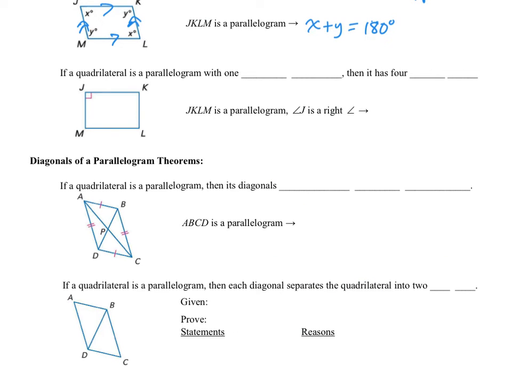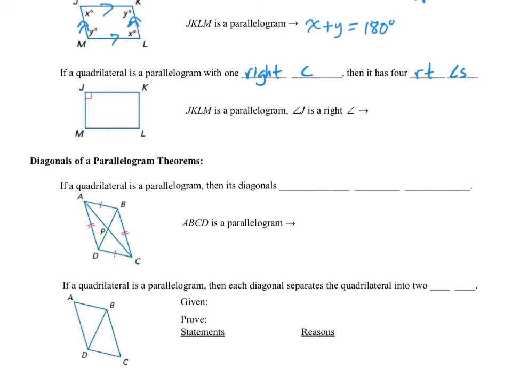And then our next theorem about parallelograms says the following. If a quadrilateral is a parallelogram with one right angle, like in this case where we have this quadrilateral that has one right angle, let's think about this. If consecutive angles are supplementary and if opposite angles are congruent, we can pretty quickly prove that if one of those angles is a right angle, all four angles have to be right angles. So if a quadrilateral is a parallelogram with one right angle, then it has four right angles.